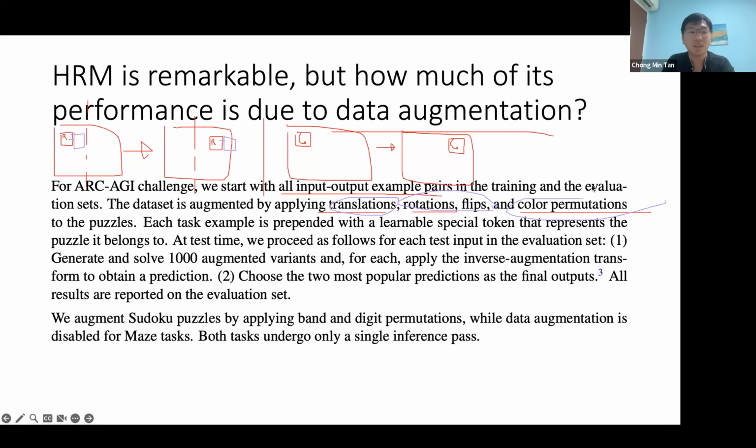Color permutations as well. All right, so just from one training observation, you can get like 1,000 variants. This is impressive, 1,000 augmented variants. I wonder if the existing ARC-AGI solvers would improve once you incorporate stuff like this. I know Michael Hodel is doing his DSL, domain specific language.